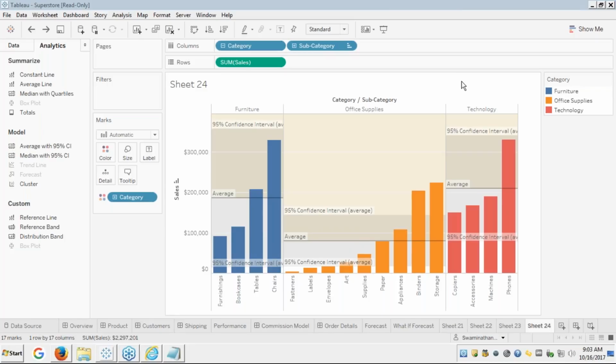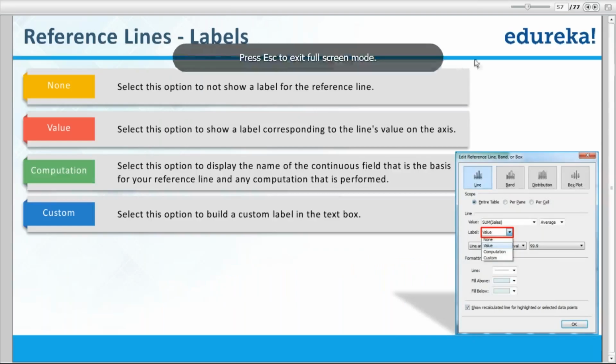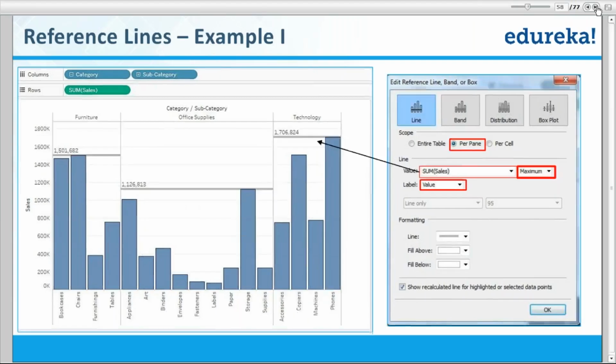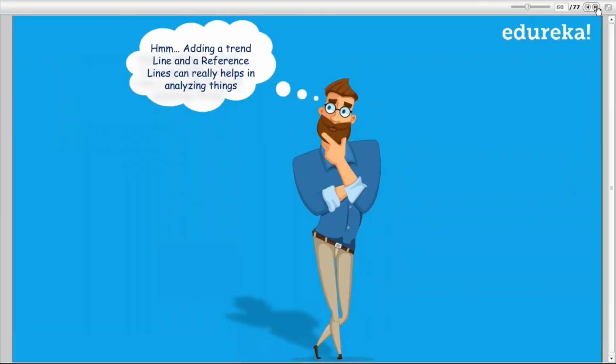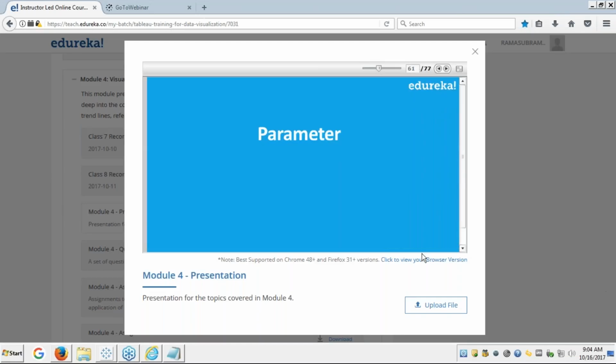No. Okay, friends. So with this, we are done with the reference lines. We just saw how these reference lines work, how to add the reference line per pane, how to add it per cell, and how to choose the maximum and minimum values. We will see some more advanced things such as box plots and other things in our later modules.